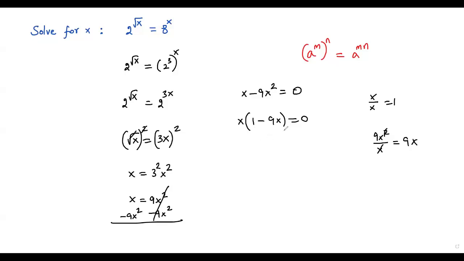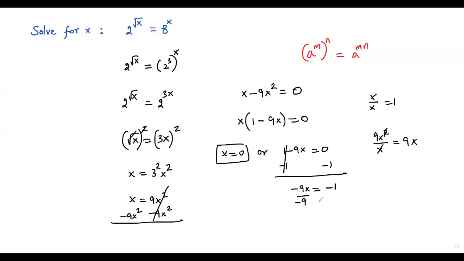Whenever the product of two quantities equals 0, either the first quantity can be 0 or the second quantity can be 0 or both of them may be 0. Already this is solved for x, that is x equals 0, and we have to solve for x in this equation. For that, I subtract 1 from both sides. When I do so, this positive and negative 1 cancel out, I get negative 9x equals negative 1. Now I divide both sides by negative 9. When I divide both sides by negative 9, this negative 9 will cancel out. I get x equals, this negative will cancel out, I get 1 over 9.